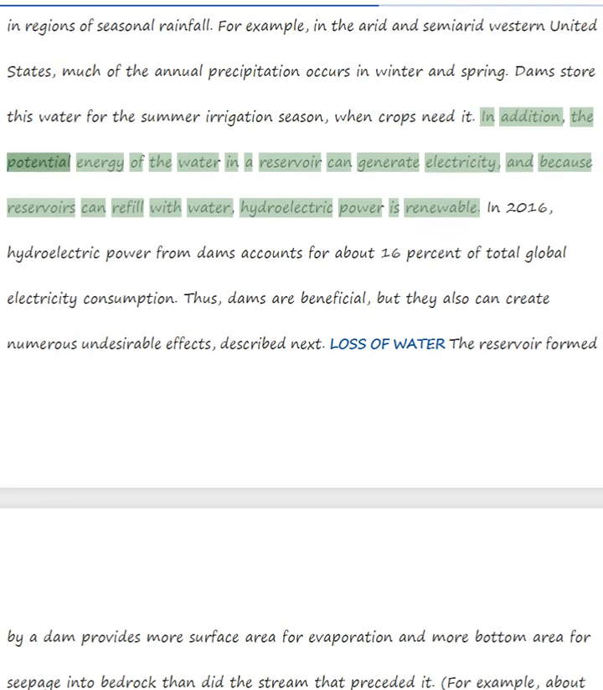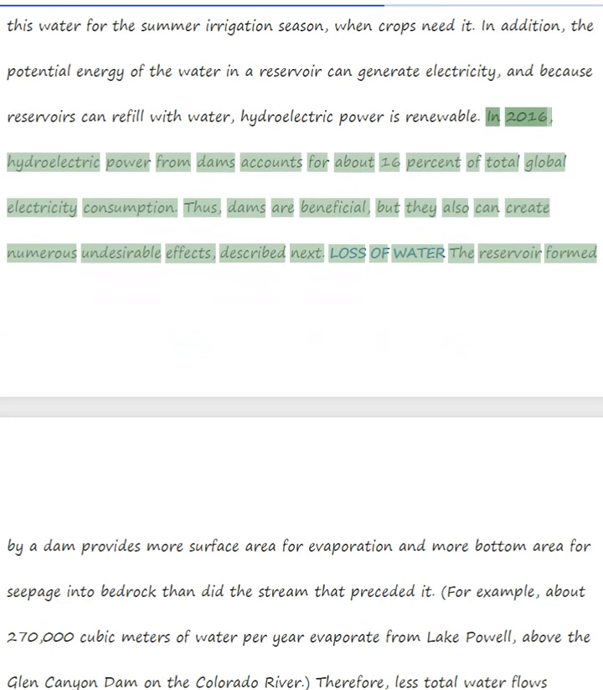In addition, the potential energy of the water in a reservoir can generate electricity, and because reservoirs can refill with water, hydroelectric power is renewable. In 2016, hydroelectric power from dams accounted for about 16% of total global electricity consumption. Thus, dams are beneficial, but they also can create numerous undesirable effects, described next.